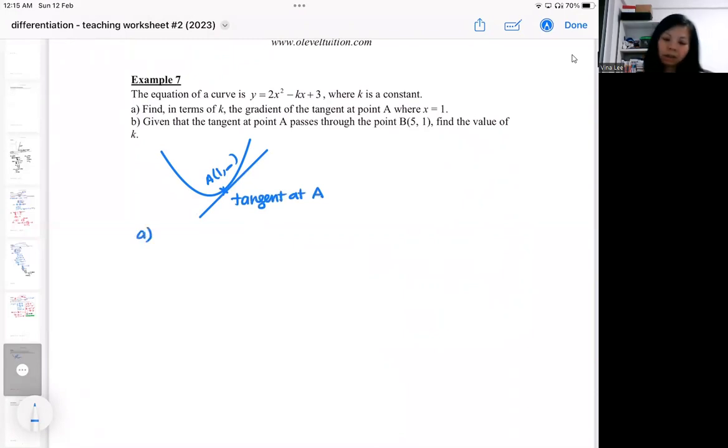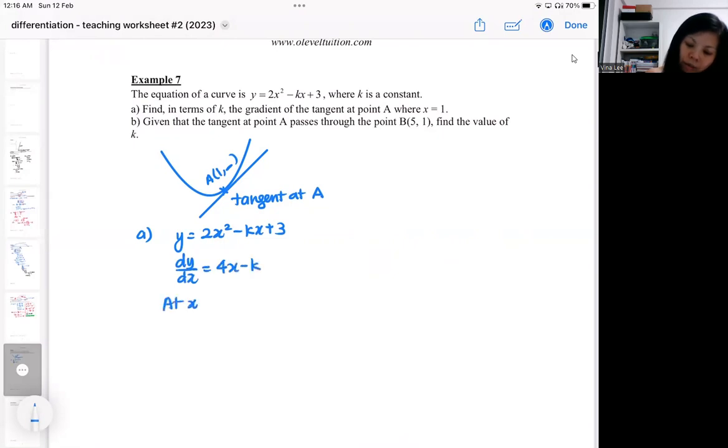Okay, so part A is actually quite simple. We only want the gradient of tangent at X equal to 1. They didn't even want the equation of tangent. Okay, look carefully. They only want the gradient of tangent. And the gradient of tangent is in terms of K. Okay, so I'm going to get the curve and do my differentiation. That means I do not need to perform the full equation of tangent. So I just perform my first step, getting dy dx. And then my second step, I substitute in x equal to 1. So that will be the gradient of tangent.